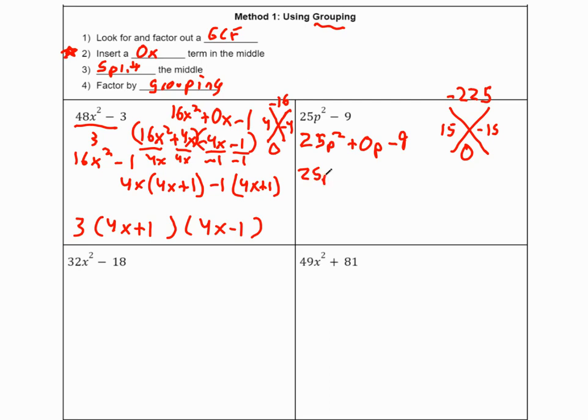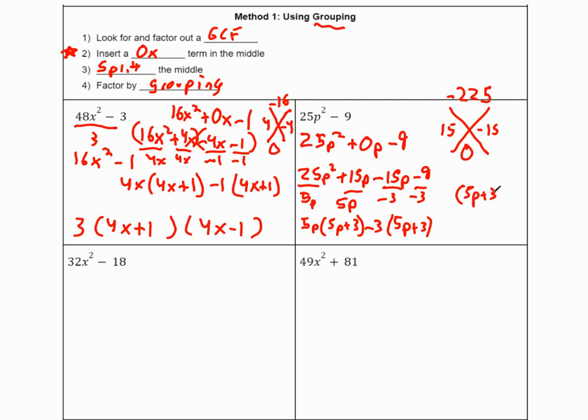So I'm going to say 25p squared plus 15p minus 15p minus 9. The GCF of the first two is 5p. Factoring that out, I get 5p plus 3. The GCF of the last two is negative 3. Factoring that out, I get 5p plus 3 again. So my final answer is 5p plus 3 times 5p minus 3.